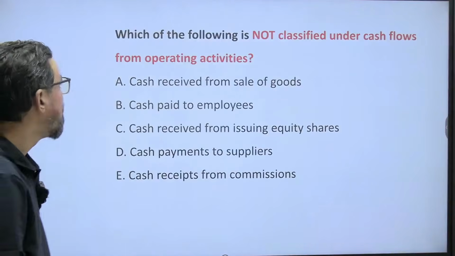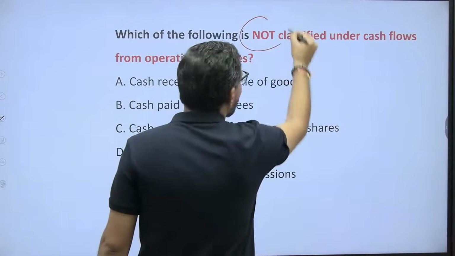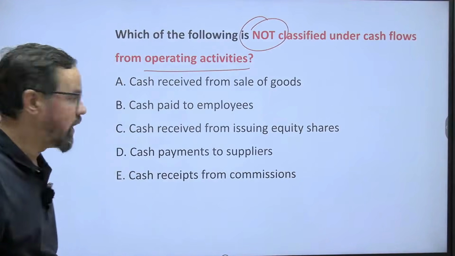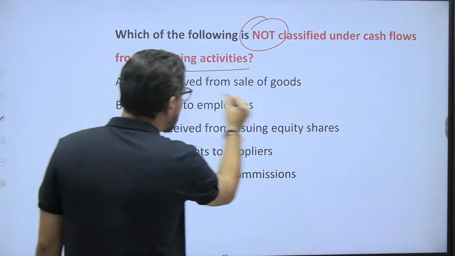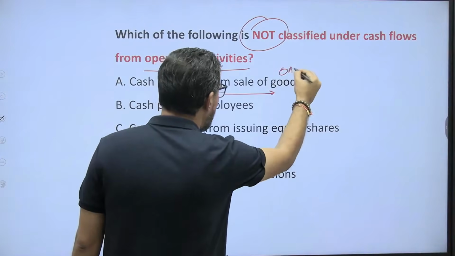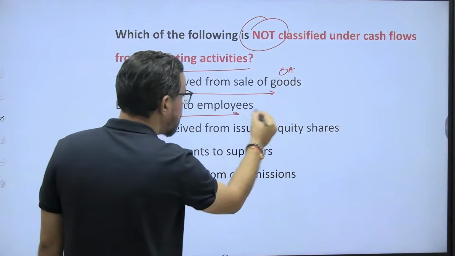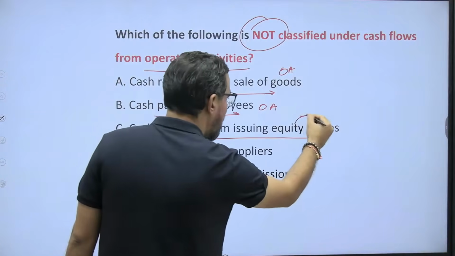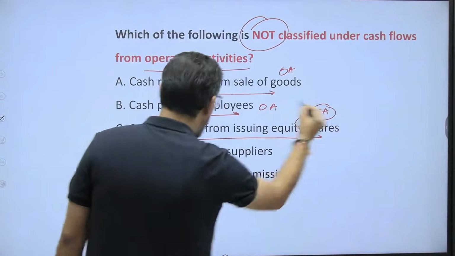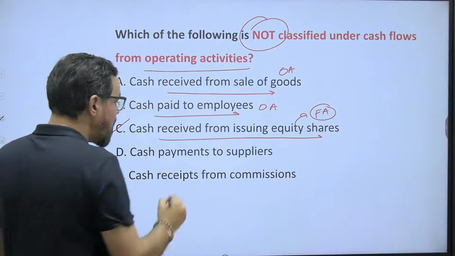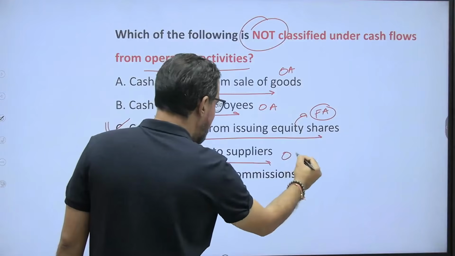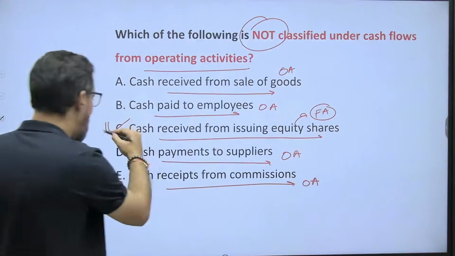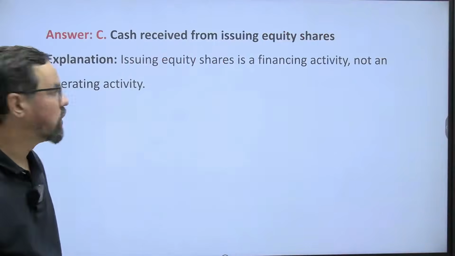Next one. Which of the following is not classified under cash flow from operating activity? Cash received from sale of goods, operating activity. Cash paid to employees, operating activity. Cash received from issuing equity shares, financing activity. That means answer is C. Cash payment to suppliers, operating activity. Cash received from commission, operating activity. So option C will be the right answer for this particular one.